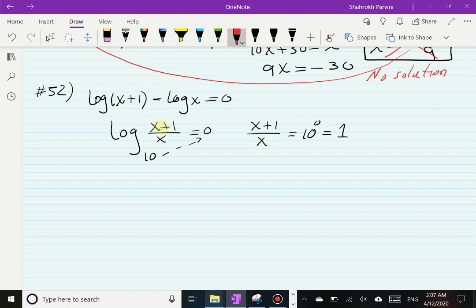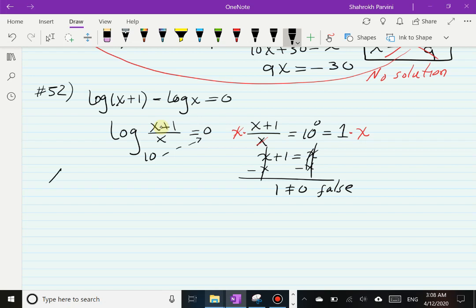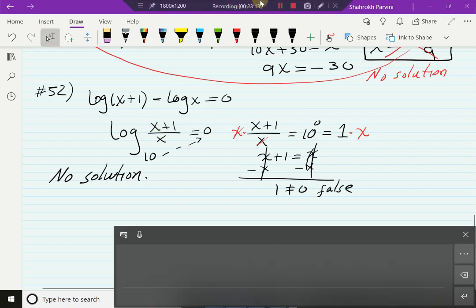Next, we can multiply both sides by x, right? And the x's cross out. The x here and the 1 in the denominator cross out. This becomes x plus 1 equals x. Now, if I subtract x from both sides, minus x here, then these will add to 0. We get 1 equals 0, which is of course not true. This is false. True? So that's just a sign that there is no solution in this one. I'm just going to write no solution. And there we go. Number 52 is solved.